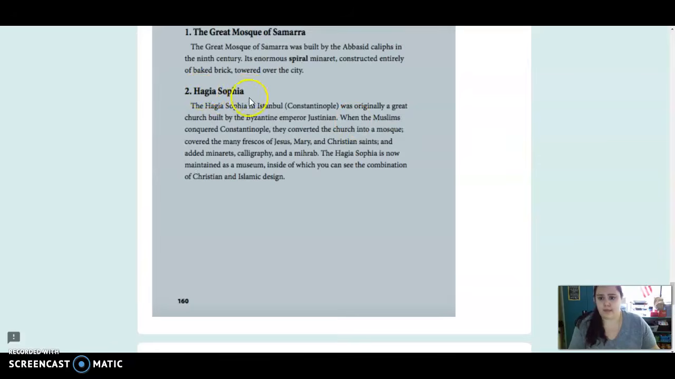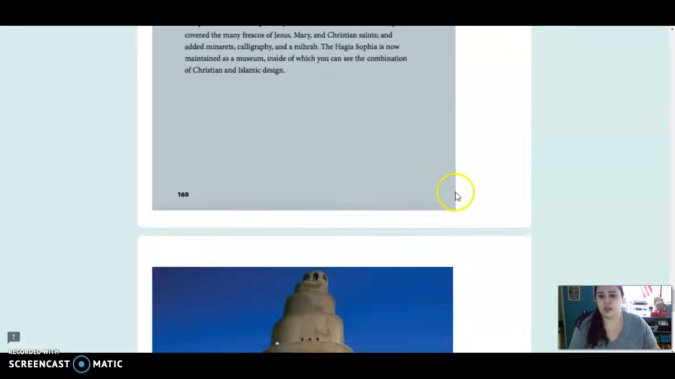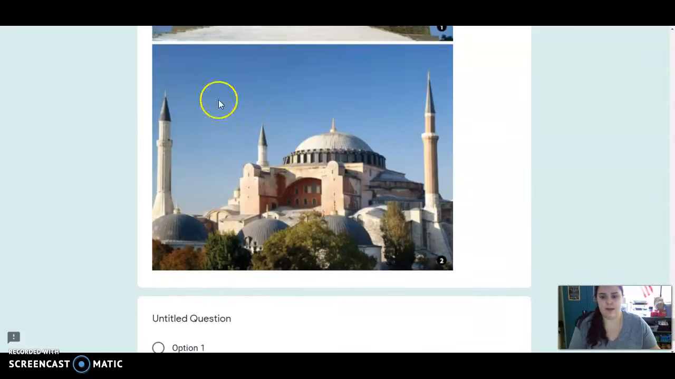The Hagia Sophia in Istanbul was originally a great church built by the Byzantine Emperor Justinian. When the Muslims conquered Constantinople, they converted the church into a mosque, covered the many frescoes of Jesus, Mary, and Christian saints, and added minarets, calligraphy, and a mihrab. The Hagia Sophia is now maintained as a museum, inside of which you can see the combination of Christian and Islamic design. And that one is right here.